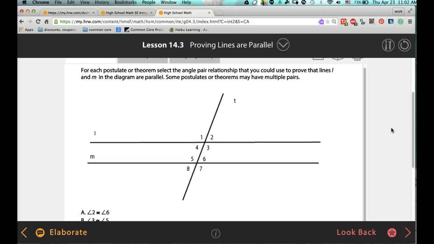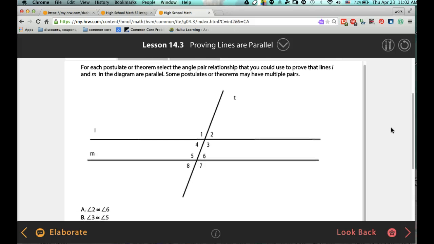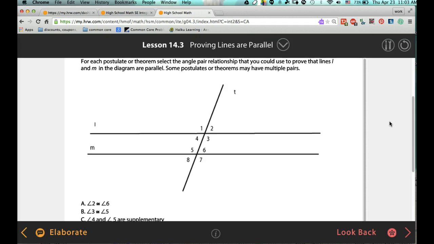For each postulate or theorem, select the angle pair relationship that you could use to prove that lines L and M in the diagram are parallel. Okay, so I want you to remember this was the question that a lot of you got wrong, and when I gave you the makeup period, a lot of you had to explain this question to me, okay? So I want you to think about something.